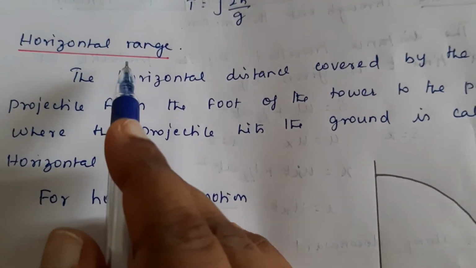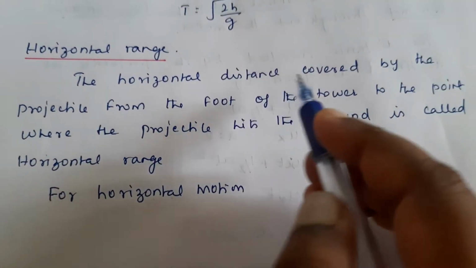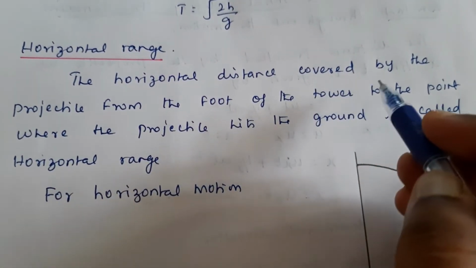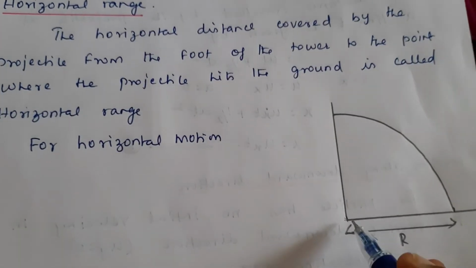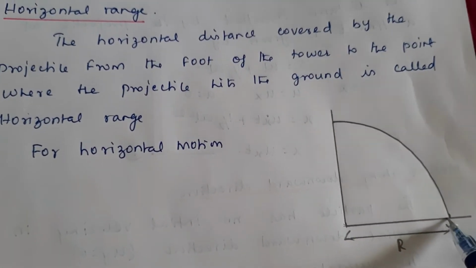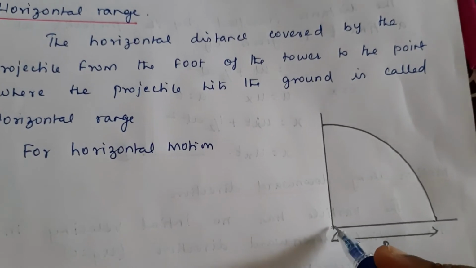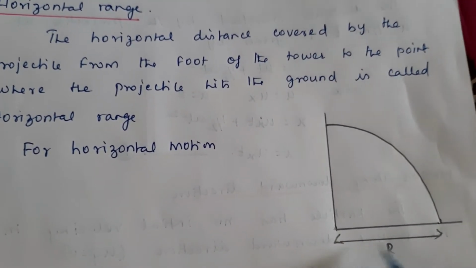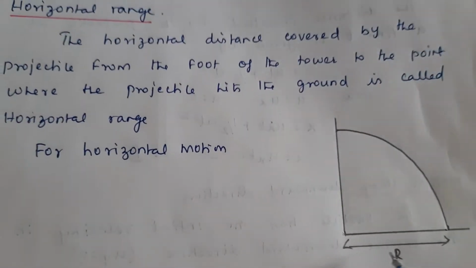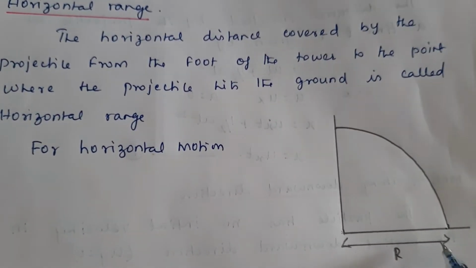Now we are going to find out the horizontal range. What is horizontal range? That is the horizontal distance covered by the projectile from the foot of the tower to the point where the projectile hits the ground. So this is the foot of the tower. This is the point the projectile hits the ground. So this distance we call as what? Horizontal range. This distance we call as horizontal range.